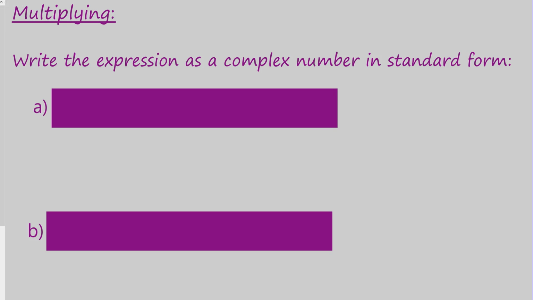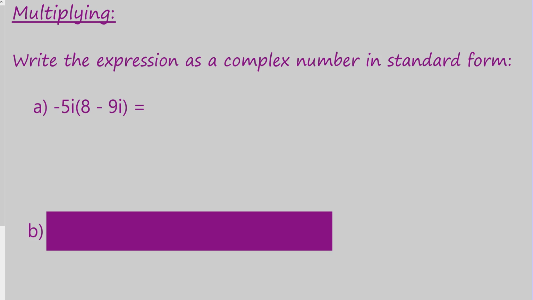Okay. Next we're going to look at multiplying. And we'll write our answer in standard form. So this is just like working with variables and using the distributive property. We have negative 5i, and we're going to multiply it by 8, and we're going to multiply it by negative 9i. So negative 5i times 8 is negative 40i, and then negative 5i times negative 9i would be positive 45i squared. So we have a little bit of work to do to simplify this.